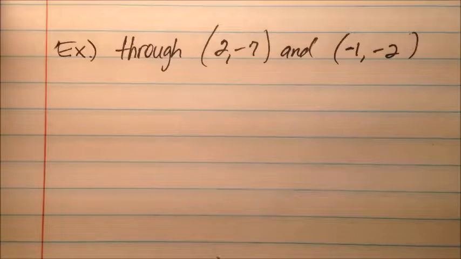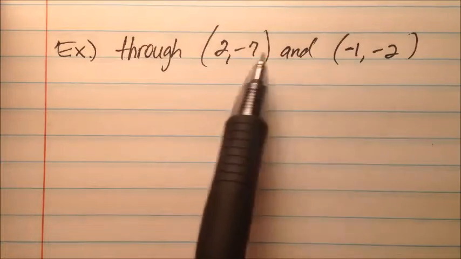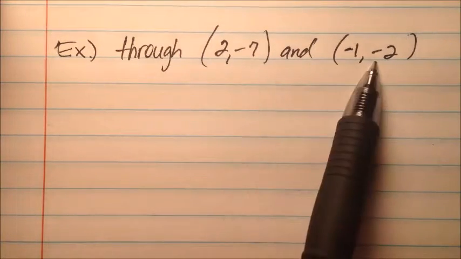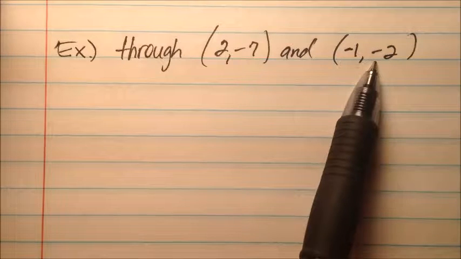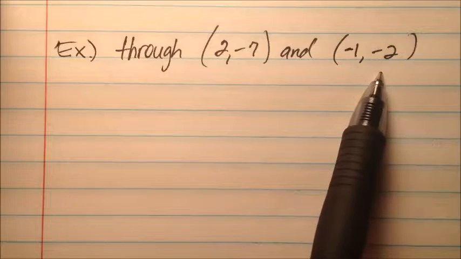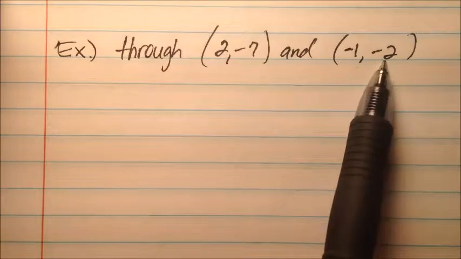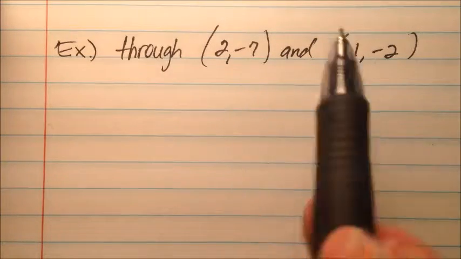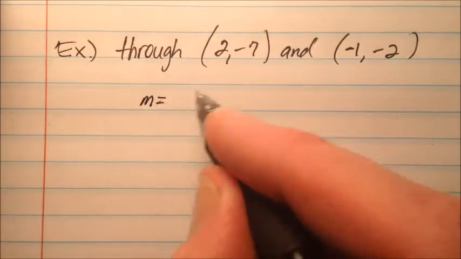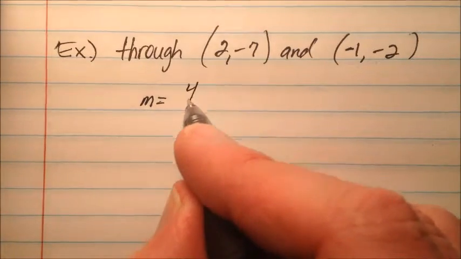In our next example, I want to write the equation of a line that passes through these two points, and I want to do so in point-slope form. So what do you need in order to write an equation in point-slope form? Well, you need a point, so we've got two of those, and we need a slope. We don't have a slope, but we have two points, and we can find it.